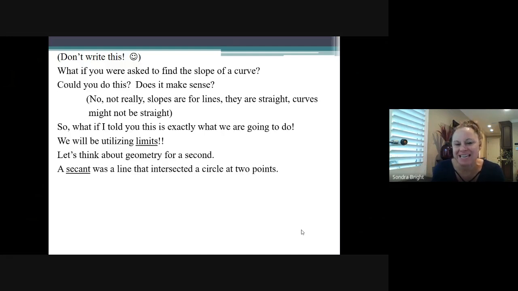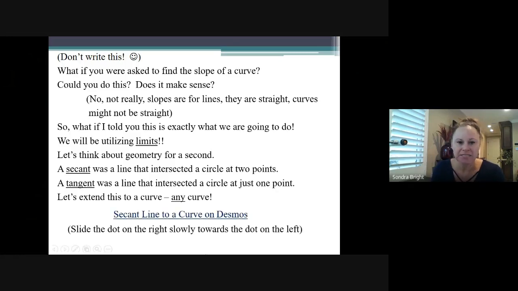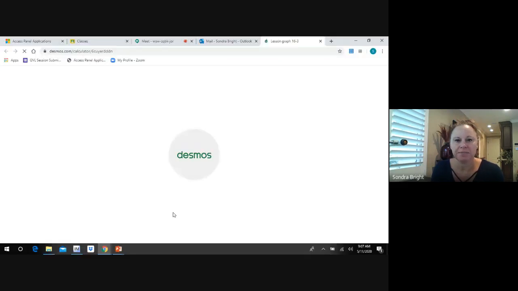Do you remember that a secant was a line that intersected a circle at 2 points? And a tangent was a line that intersected a circle at just 1 point. We're going to extend this to a curve, to any curve. It doesn't have to just be a circle. Let me take you to Desmos real quick and show you what we're talking about.